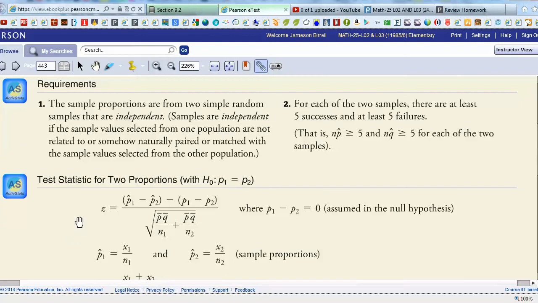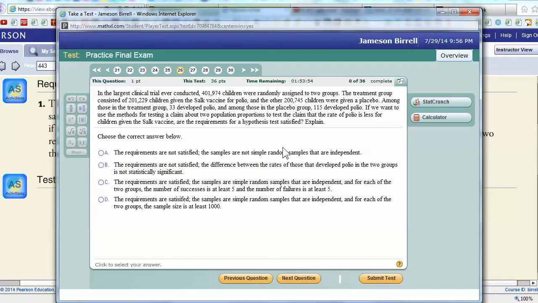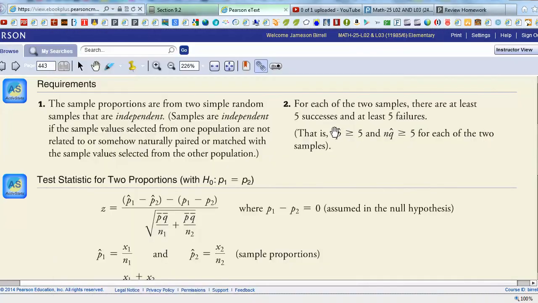They've got the requirements that sample proportions are from two simple random samples that are independent. It's kind of clear because they're different children in the groups. Samples are independent if the sample selected from one population is not related to or somehow naturally paired with the samples from the other population. They made one population the control group and one the treatment group, one with a placebo for control.